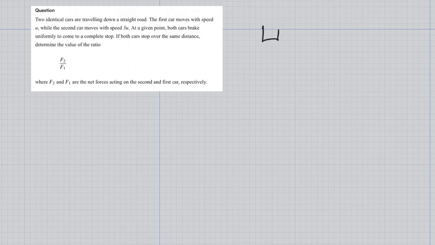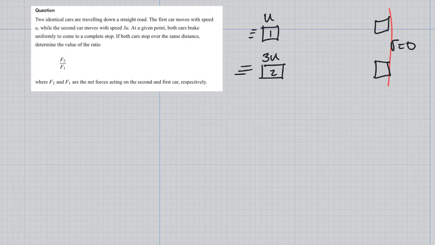So if we have car 1 here, and we have car 2 here, and car 2 is moving faster than car 1. So this has an initial velocity of u. This has an initial velocity of 3u. Both cars are going to come to rest at the red line. So their final velocity is going to be 0. And it said that they both moved a displacement or a distance of s, or they moved through the same distance. So the idea is that both cars have kinetic energy at the beginning, and then they have zero energy at the end. And what was happening is that there was a force acting in this direction to slow each car down.